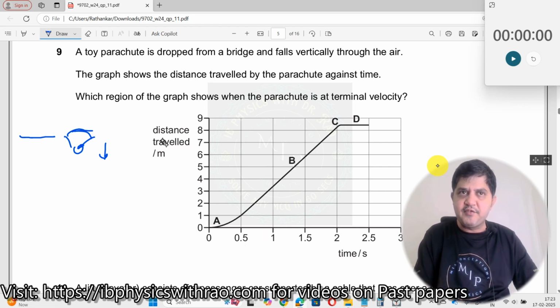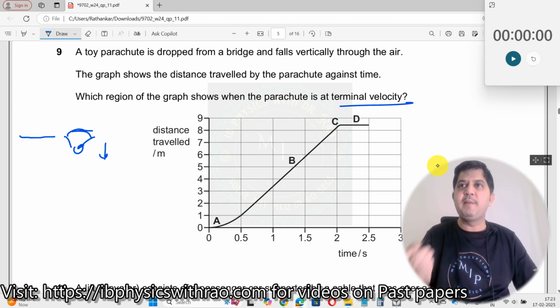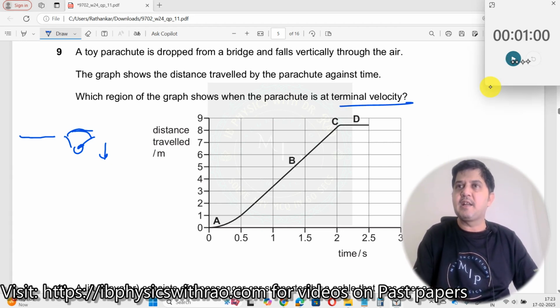There is a graph which shows distance traveled versus time over here. Okay. Which region of the graph shows the parachute is at terminal velocity? Now, what do you mean by terminal velocity? I have started time. So what do you mean by terminal velocity?